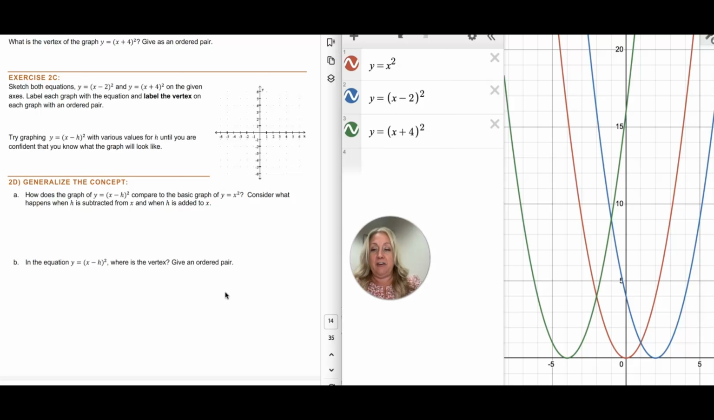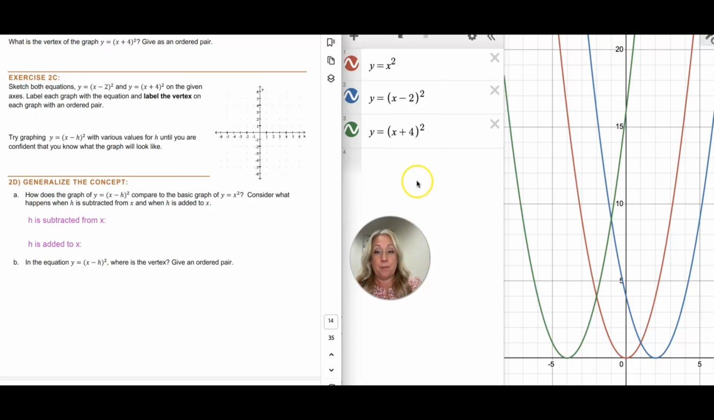How does the graph y equals (x minus h) all squared compare to the basic graph of y equals x squared? So what happens when h is subtracted from x? When h is subtracted from x, like we had here, what happened to our graph? That's our blue graph. From the red to the blue, it shifted to the right. And then what happens when it's added to x? Well, if we had x plus 4, it shifted 4 places to the left.